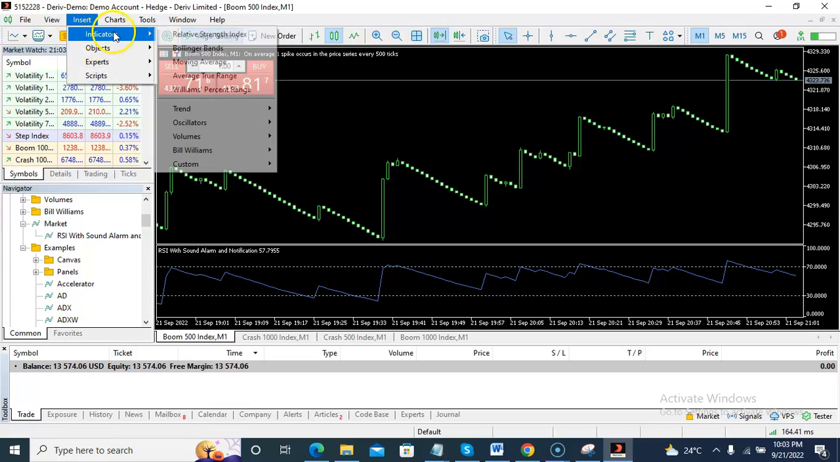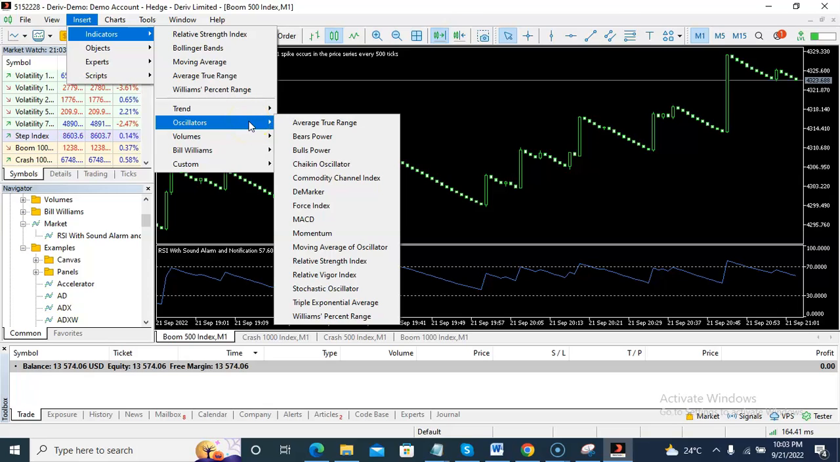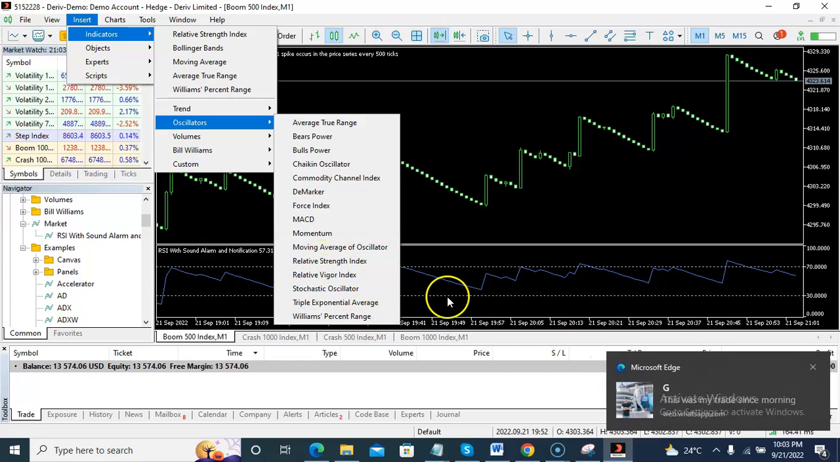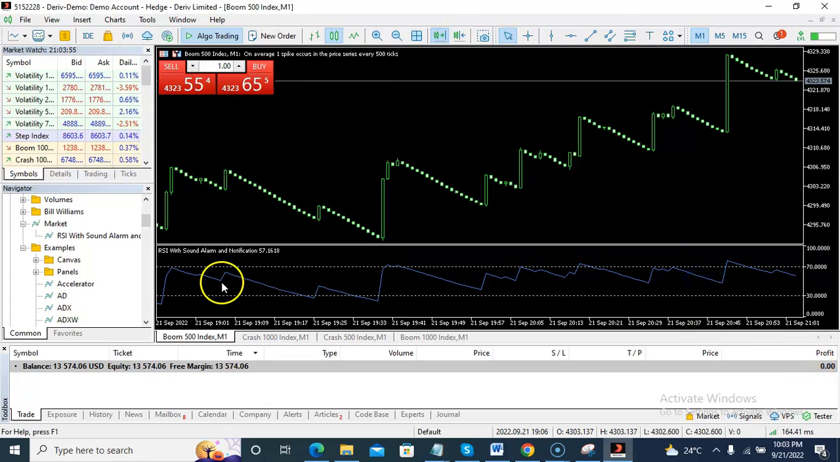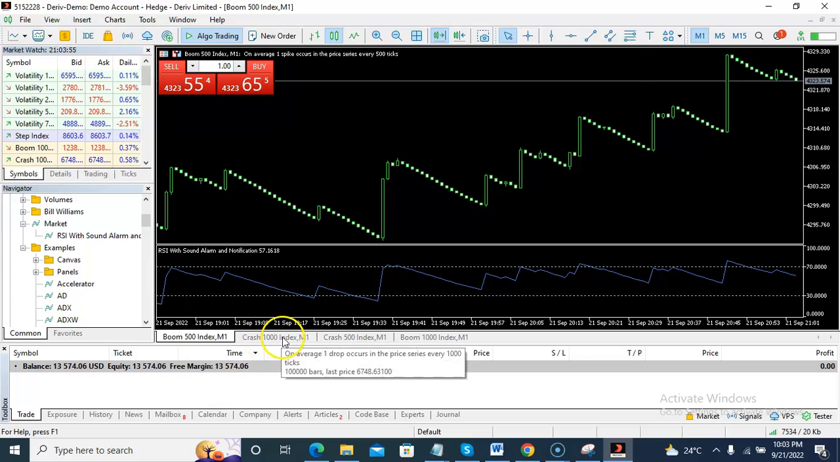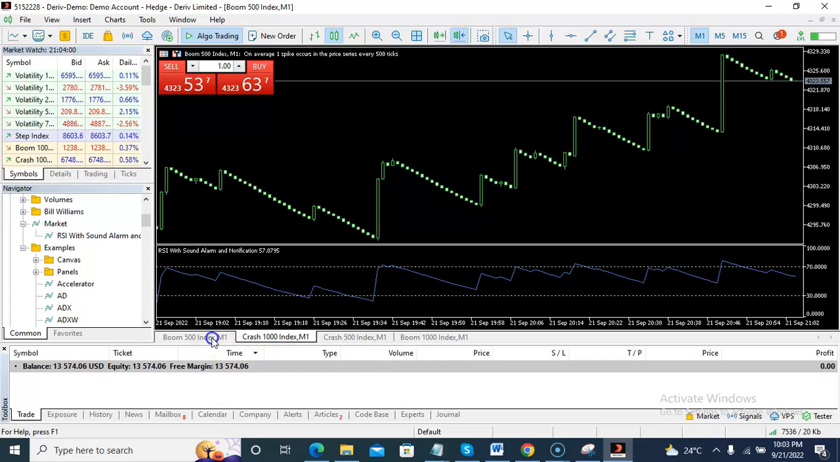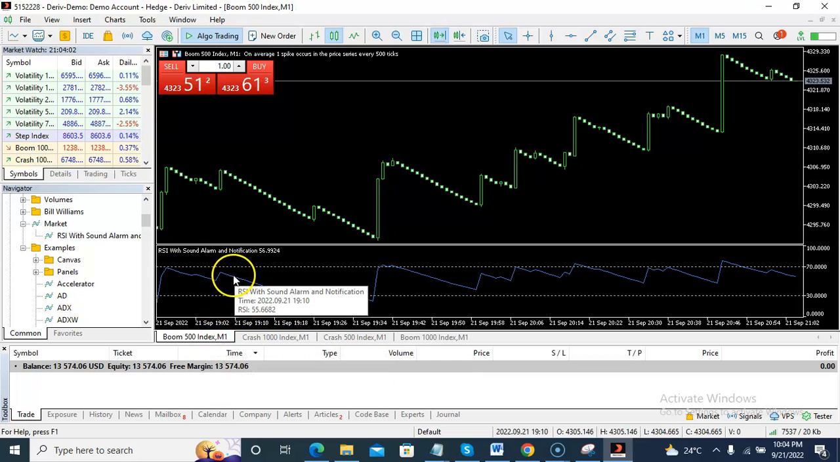To install it on your chart, you simply come to Insert here. Under Insert, you go to Indicators, then you come to Oscillators. Under Oscillators, just click on the Relative Strength Index. Once you click on it, it will be installed on your chart. So now I already have the relative strength index on my chart.